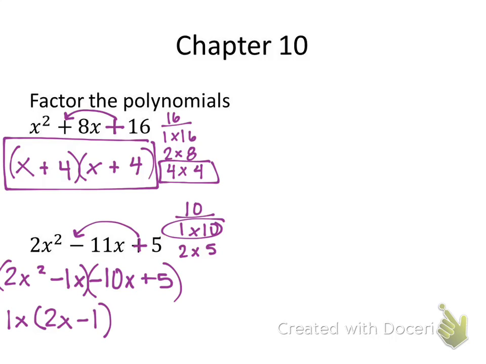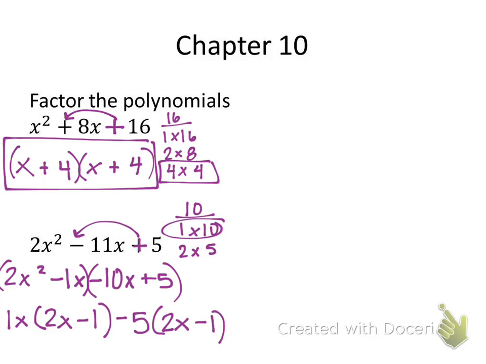Okay? What can I take out of this second set of parentheses? What kind of 5? Negative 5. Very good. Remember, whatever that sign is of the first term is the sign that you have to take out. So I take out a negative 5. What's negative 10 divided by negative 5? 2. And I'm left with my x. What's positive 5 divided by negative 5? Negative 1.